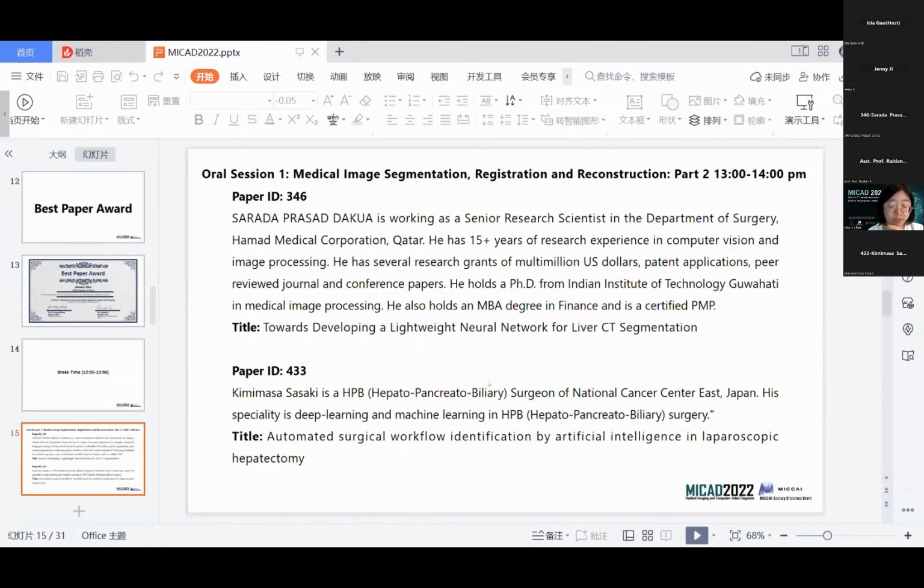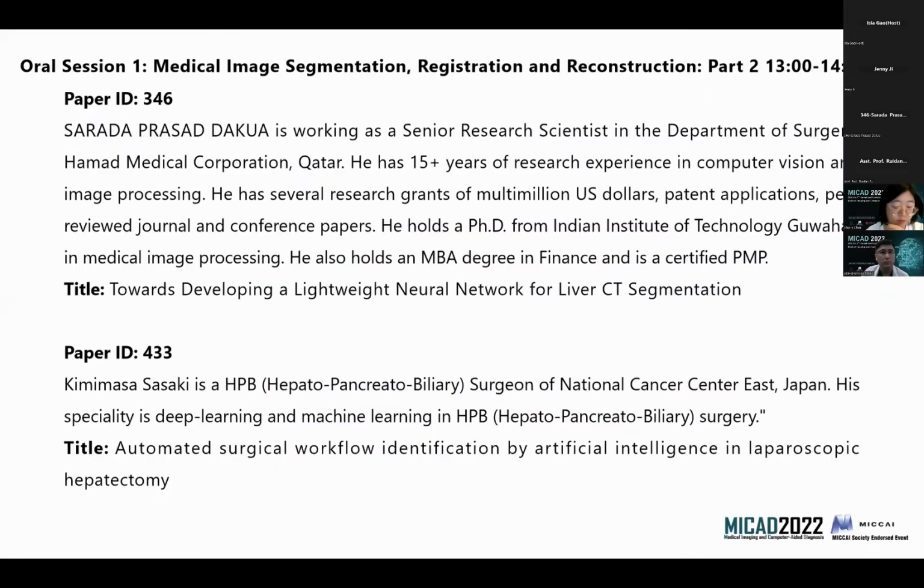The next speech is paper ID 433, titled Automated Surgical Workflow Identification by Artificial Intelligence in Laparoscopic Hepatectomy. Dr. Kimimasa Sasaki is an HPB surgeon of National Cancer Center East Japan. His specialty is deep learning and machine learning in HPB surgery.